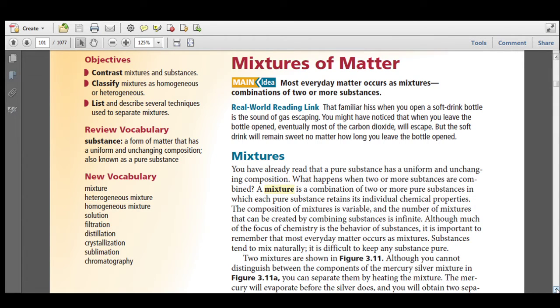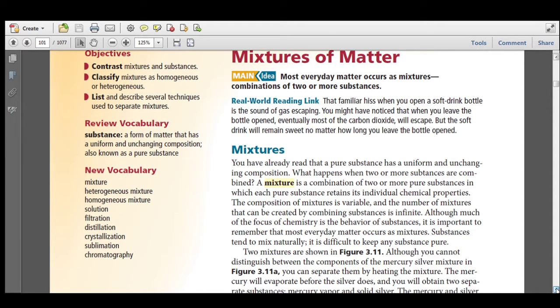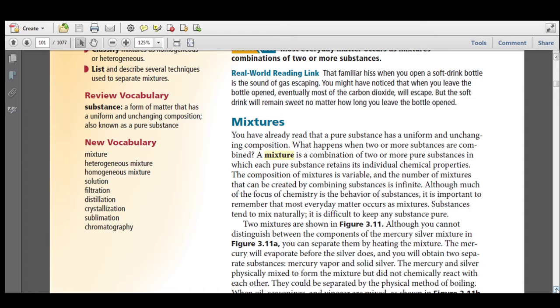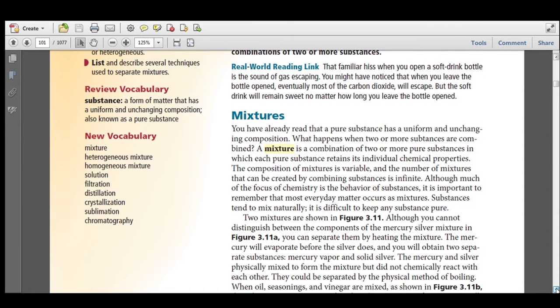You have already read that a pure substance has a uniform and unchanging composition. What happens when two or more substances are combined? A mixture is a combination of two or more pure substances in which each pure substance retains its individual chemical properties. The composition of mixtures is variable, and the number of mixtures that can be created by combining substances is infinite. Although much of the focus of chemistry is the behavior of substances, it's important to remember that most everyday matter occurs as mixtures. Substances tend to mix naturally, and it is difficult to keep any substance pure.